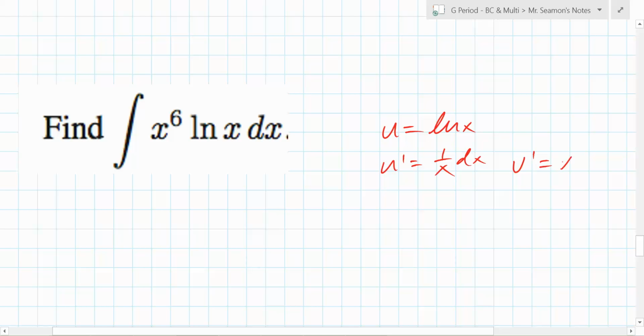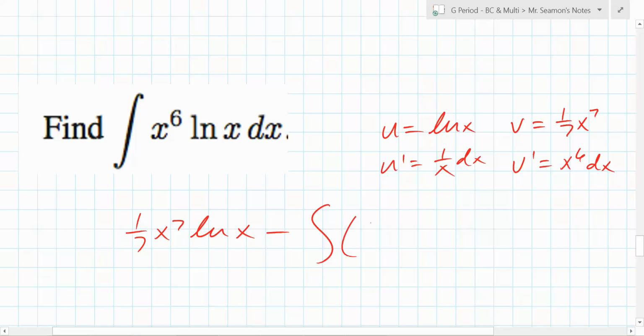That means it's going to be what? x to the 6th dx. So what is v going to be? 1/7, I have to integrate, right? 1/7 x to the 7th. So we have u times v, so that's going to be 1/7 x to the 7th, times ln x, minus the integral of u prime v, right?